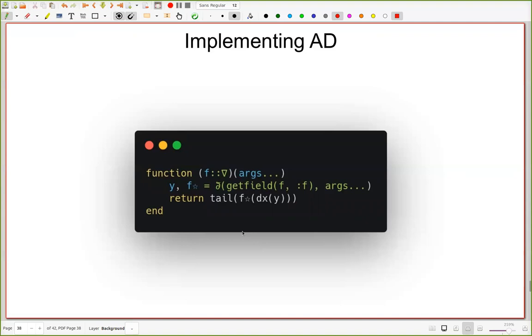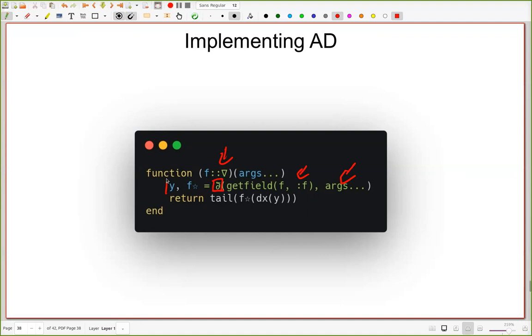So this slide, I think, is really the key. I really, really like this slide. This is literally the definition of gradient in the library. And what does it say? Well, it says to compute a gradient, take this functor, pass an f, pass in the arguments, and you're going to get out the original primal value.